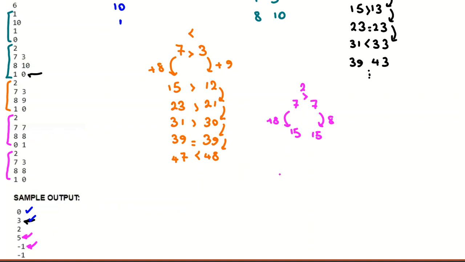Next one. 7, 3, 8, 8. You want this one greater than this, so this one should be smaller. But this one will always be greater than this one, because in each step we add 8 to both of them. So again, negative 1.